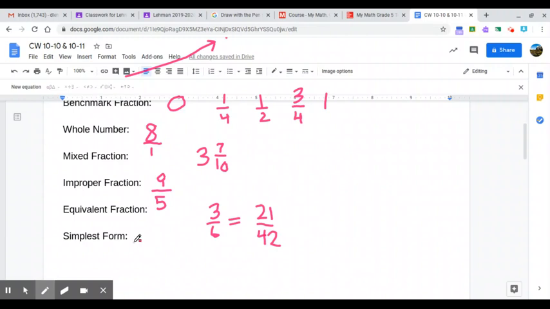Okay? Simplest form we know is just getting a number down to the smallest possible thing that nothing else can divide. It has nothing else in common to divide by except for 1. So 5 can only be divided by 1 and 5. 9 can only be divided by 9 and 1. So the 1 is common, so it's in its simplest form.